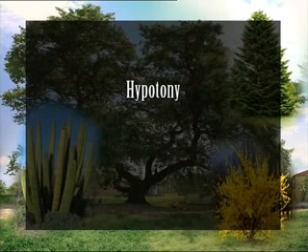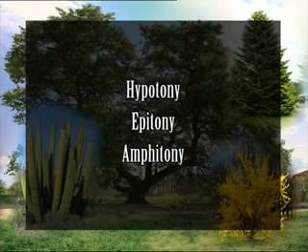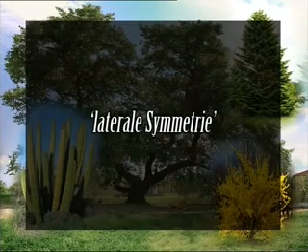Now, let's discuss hypotony, epitony and amphitony. In order to describe the privileged arrangement of lateral axes on a horizontal, curved or slanted parent axis, Troll in 1937 defined three modalities for so-called lateral symmetry. According to this terminology, the privileged development of branches on the upper, lateral or basal portion of a parent axis is referred to respectively as epitony, amphitony or hypotony.